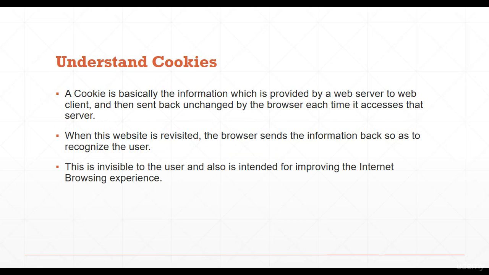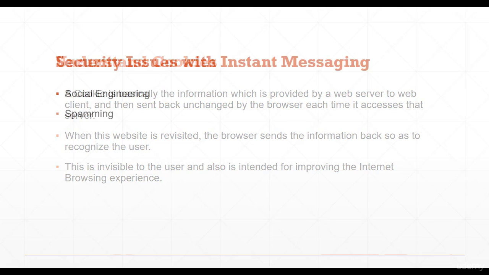So before we get to know more about internet security, it's really necessary to understand what exactly cookies are. A cookie is basically information which is provided by a web server to a web client and then sent back unchanged by the browser each time it accesses that server. When this website is revisited, the browser sends the information back so as to recognize the user. This is invisible to the user and is intended for improving the internet browsing experience.